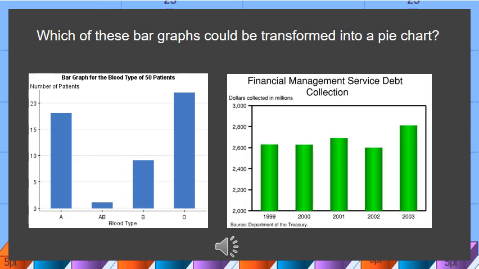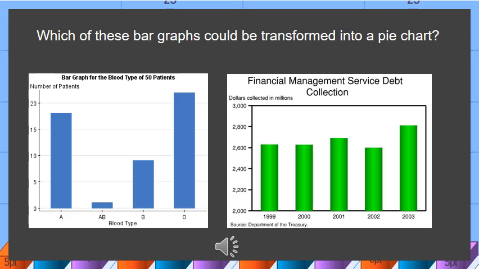And there's a very important detail about pie charts and bar graphs. Not all bar graphs can be turned into pie charts. If you look carefully at these 2 bar graphs, only one can be. The one on the left.